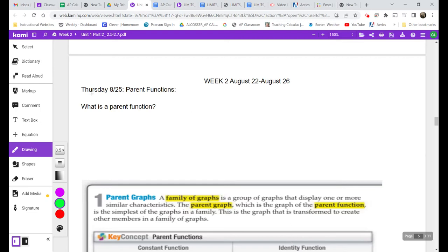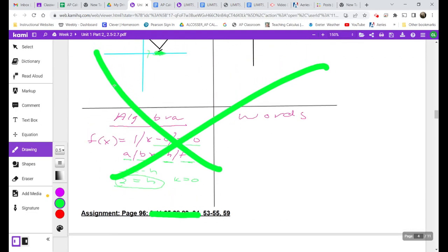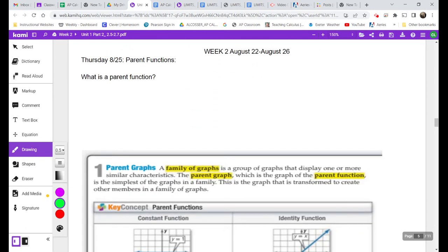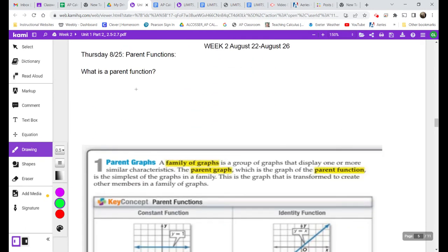All right, guys. Don't forget we crossed these out the other day. We weren't going to worry about those, so we're going to jump into Thursday here, which is about parent functions right here.